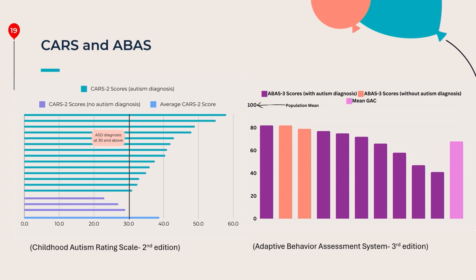The ABAS is a tool used to look at adaptive skills, or how the individual is able to function in the environment around them. While lower scores were more likely to also have a diagnosis of autism, there is a decrease in adaptive abilities overall. The mean general adaptive composite was 67.9, more than 2 standard deviations from the standard population mean.